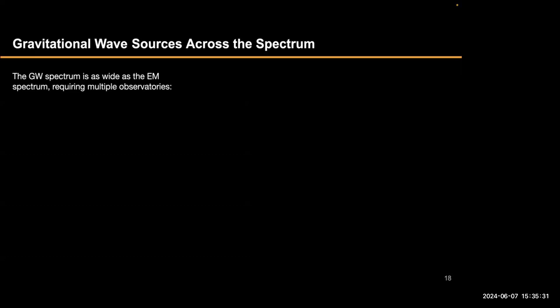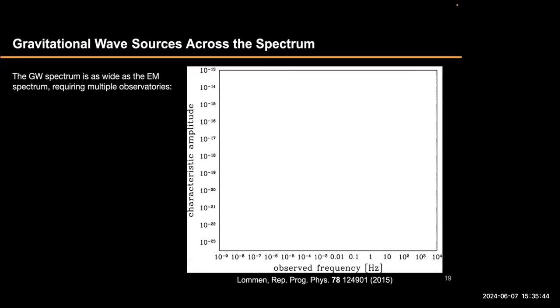There are many sources of gravitational waves, and there's a vast spectrum of frequencies in which these waves are emitted and detected here on Earth. And so it's usually useful to have multiple observatories for these different scales.